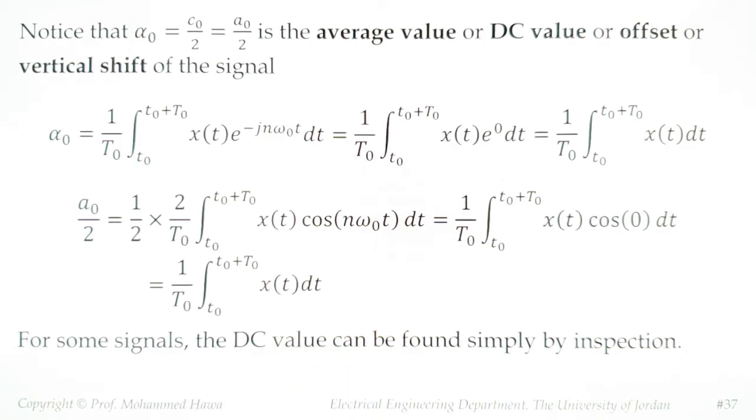Why am I telling you about this special idea? Because a lot of times, when you have had enough practice, you can quickly find the DC by just inspecting the signal. By just looking at the signal, you can tell what the DC is, 5 volt or 10 volt or minus 2 volt. And that gives you alpha naught very quickly, or A naught over 2 very quickly. You don't have to do the integral again because you found it quickly.